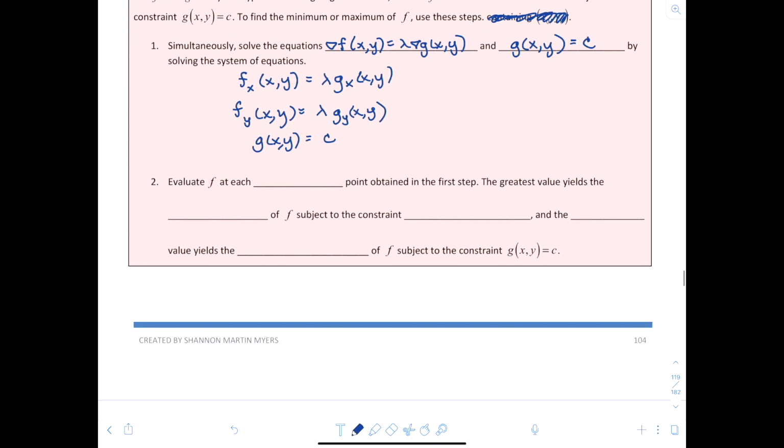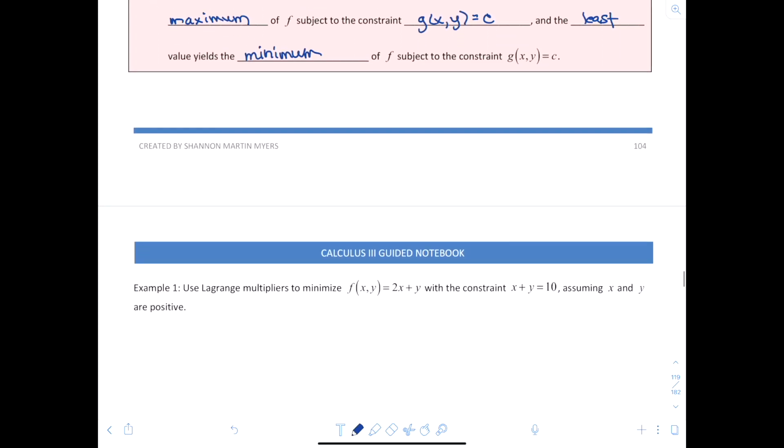Then you evaluate f at each solution point obtained in this first step. The greatest value yields the maximum of f subject to the constraint g(x, y) = c, and the least value yields the minimum of f subject to the constraint g(x, y) = c.